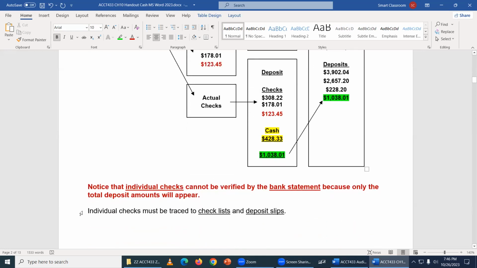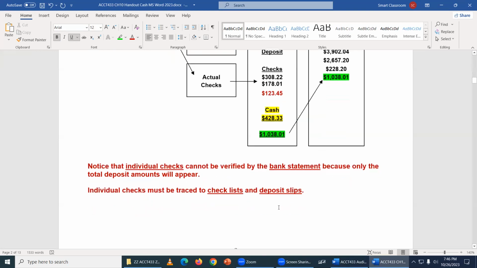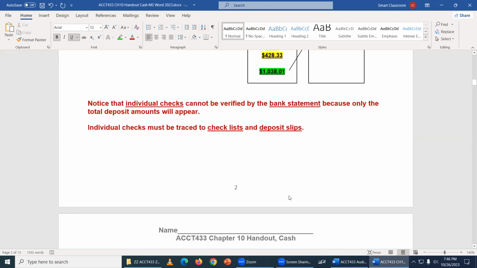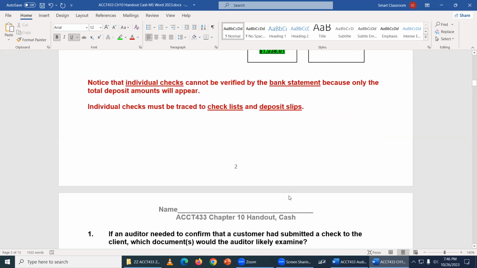Oh, I'm going a long way to talk. It's right here. Individual checks must be traced to the checklist and deposit slips. There we go. See, I wasn't lying to you, I was just wasting your time. Okay.